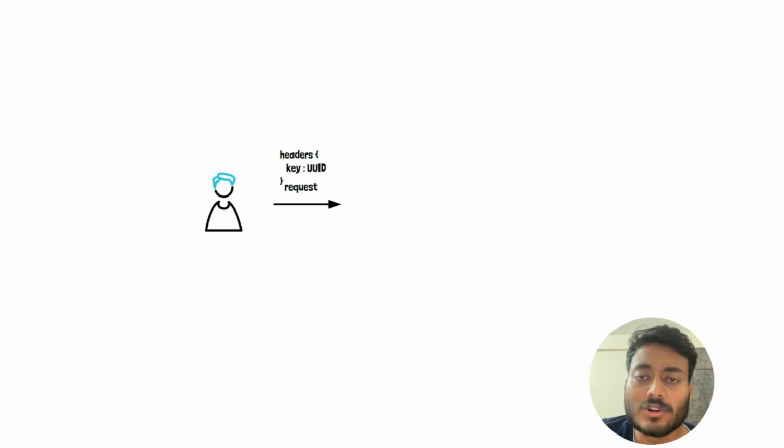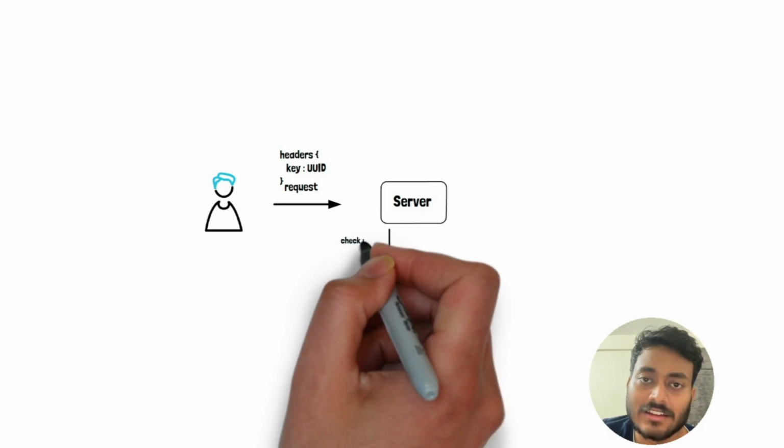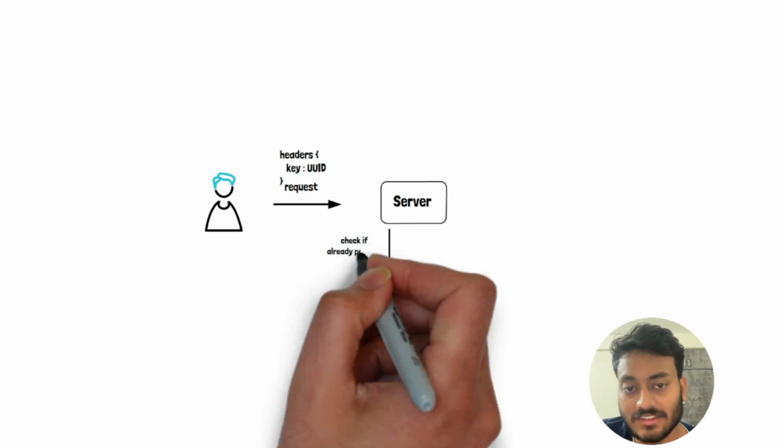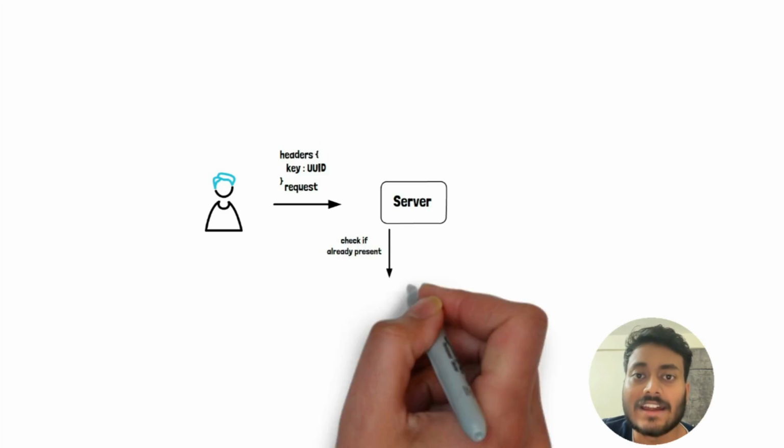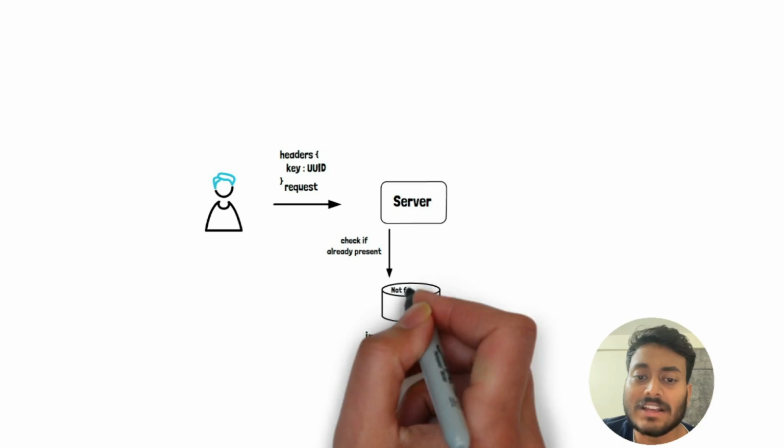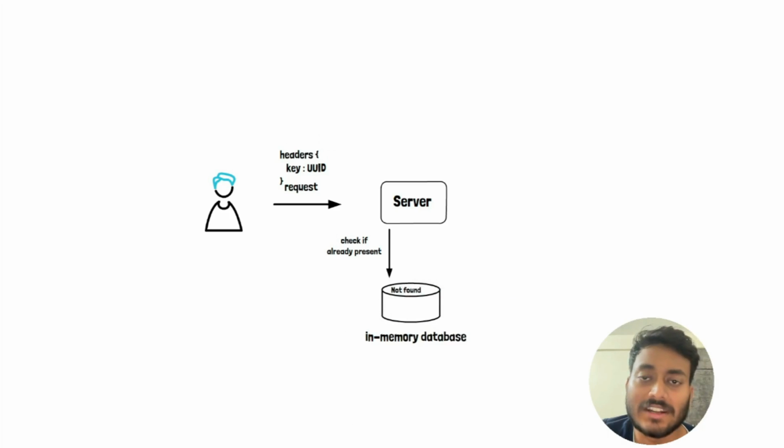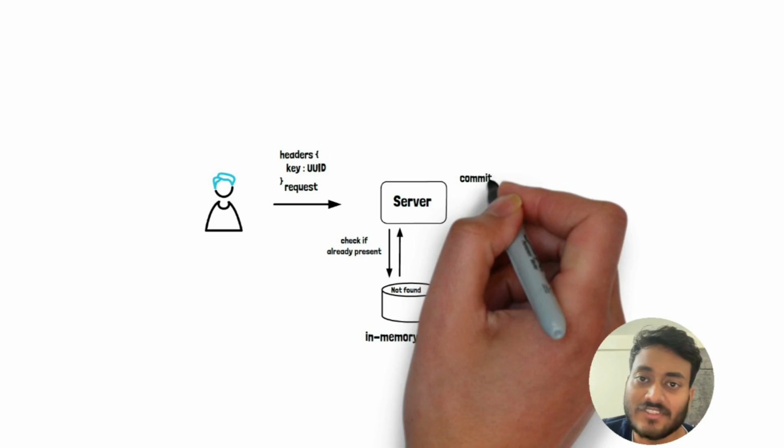So in this setup, we will add a unique ID to every request inside the header, and then make the call to the server. Whenever the server receives this request, it will first check if it has received this request earlier or not. It does this by keeping a cache, like an in-memory database, which will store all incoming requests once they are processed successfully. So whenever it receives a request, it will check if it is already present or not. If not, then it knows that it's a fresh request.